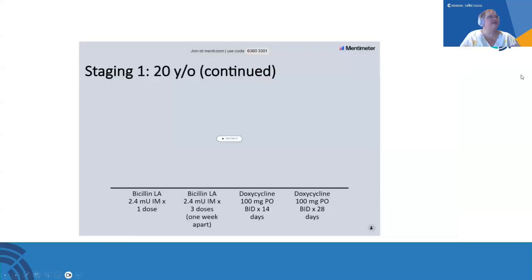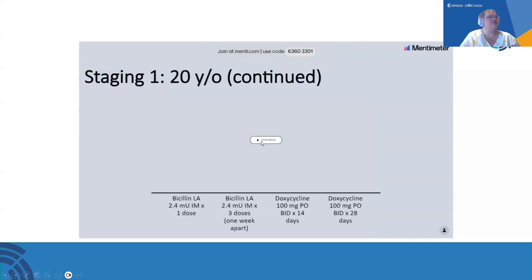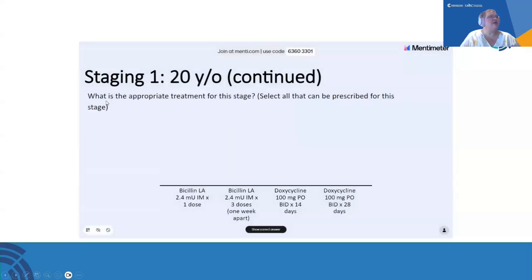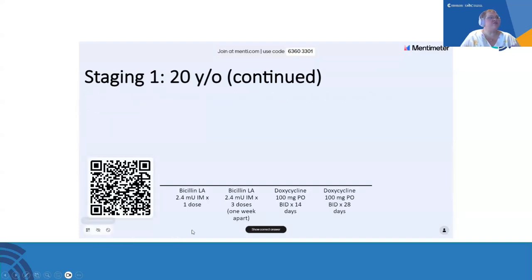Excellent. All right, here's some more staging. Continued. What is the treatment for secondary syphilis? Do we give 1, 3, and then choose all that apply? Do we give, if it's a male, 14 days or 28 days of doxy if we don't have penicillin?